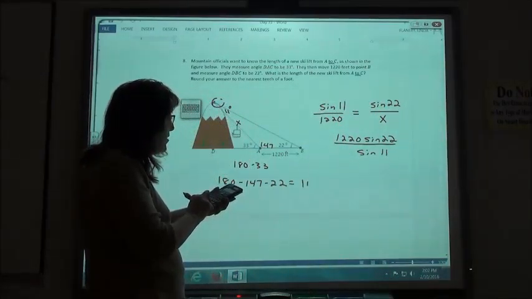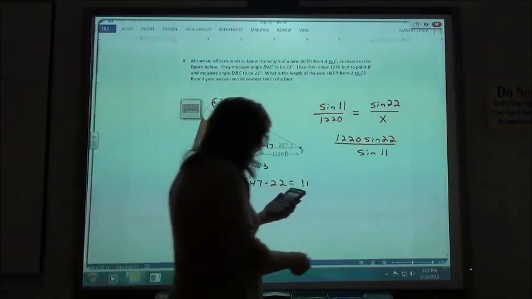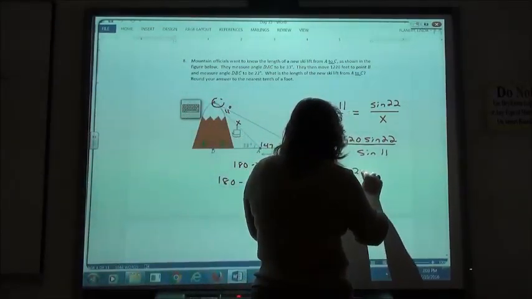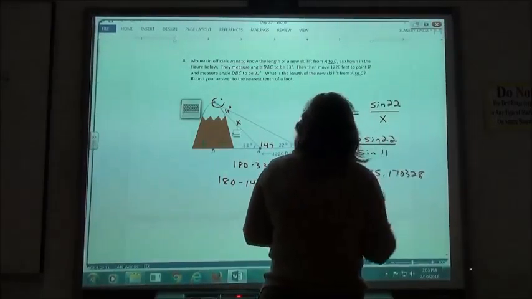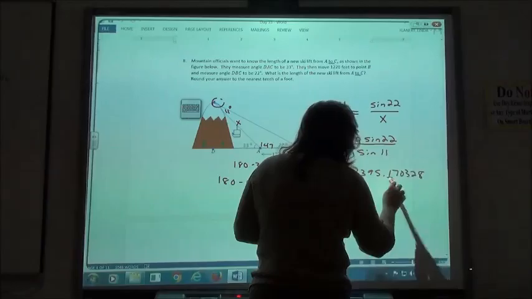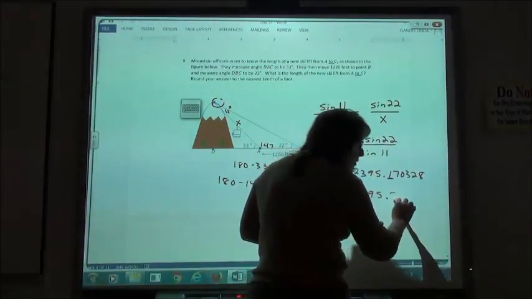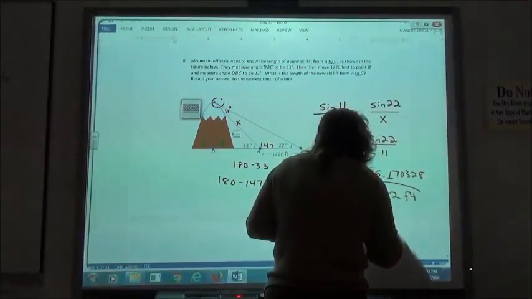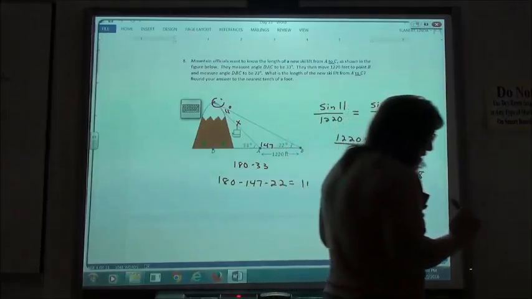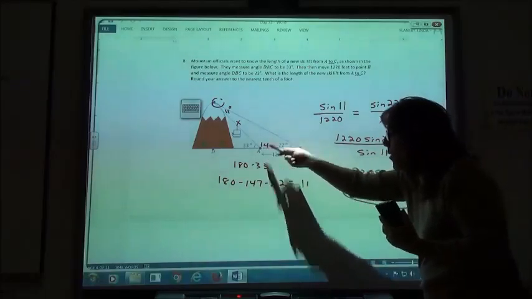So 1,220 times the sine of 22 divided by the sine of 11 gives me 2,395.170328. I am rounding to the nearest tenth, so 2,395 point, I'd have to round that up to 2, and this is in feet. So the ski lift is 2,395.2 feet from point A.